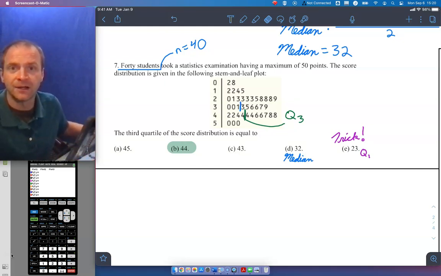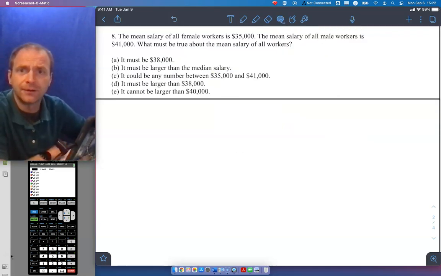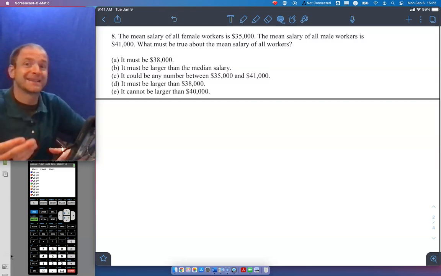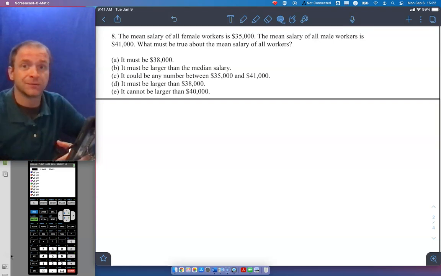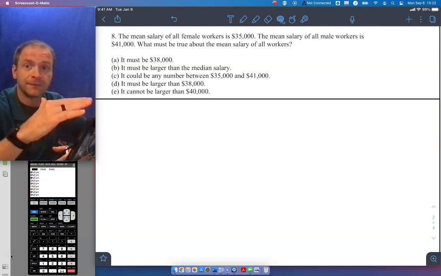So let's pick it up at question 8. In question 8, we're told the mean salary of all female workers is $35,000 and the mean salary of all male workers is $41,000. What must be true about the mean salary of all workers? Again, in that case, I have to read all the prompts and figure out which one is true. So I'm going to start at A and I'm going to work my way down to E.